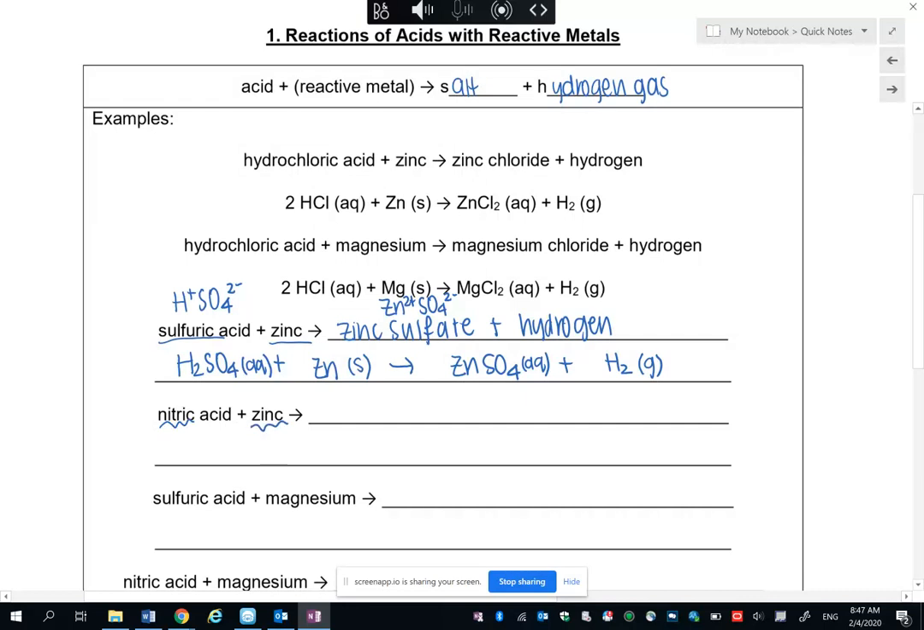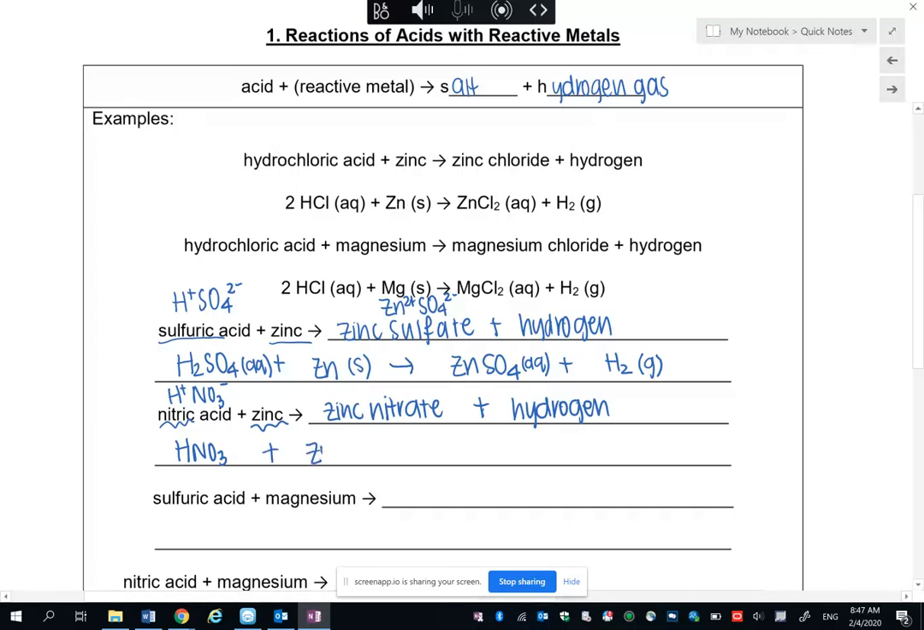Okay, next one. Nitric acid plus zinc. So zinc plus nitric acid will give you zinc nitrate, plus hydrogen gas. Because it's metal plus acid. So nitric acid is H plus and NO3 minus. So 1 plus 1 minus will cancel. So you have nitric acid, but you can just memorize the formulas for sulfuric acid, nitric acid, and hydrochloric acid. It will be very useful.